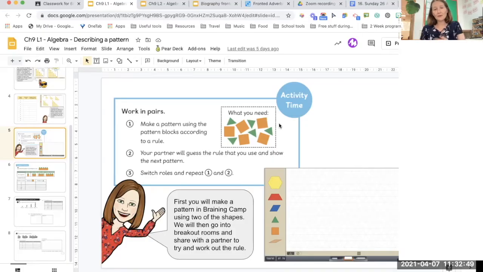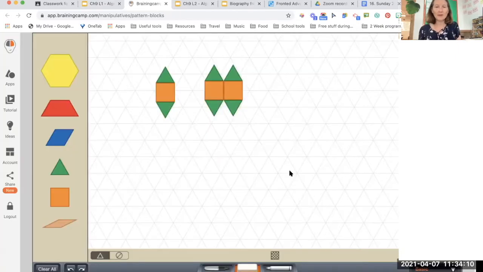You're going to have 5 minutes to build a pattern that gets bigger and bigger and bigger. This one's my pattern. You can do your own pattern however you want.